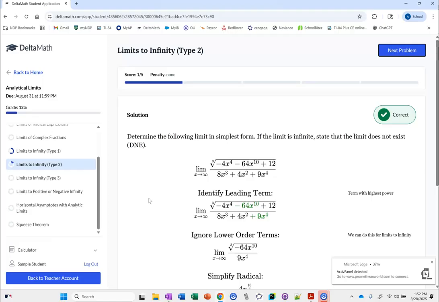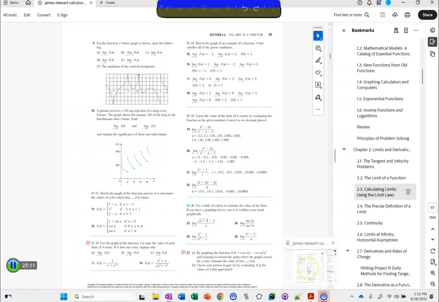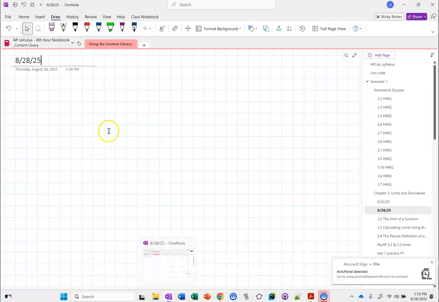Sam, I already covered this one. No, go ahead, I'm still a little confused. Run this one on the 2.2 homework, from the book. Yeah, happy to do it. Let me pull up what number we're looking at. 11 and 12. This is a piecewise one.